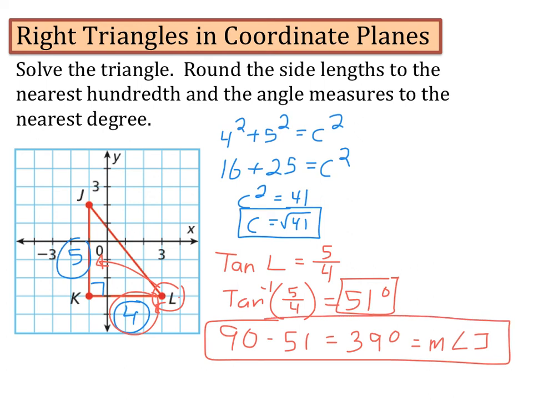All right, so we found our third side length using the Pythagorean theorem. We used our inverse trig function to find the measure of angle L, and then we were able to find the measure of angle J by subtracting 90 from 51.